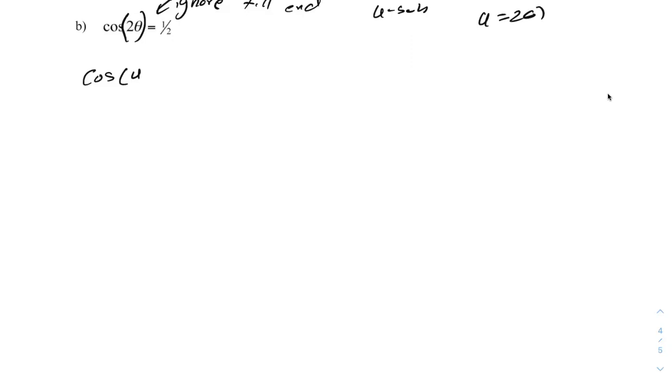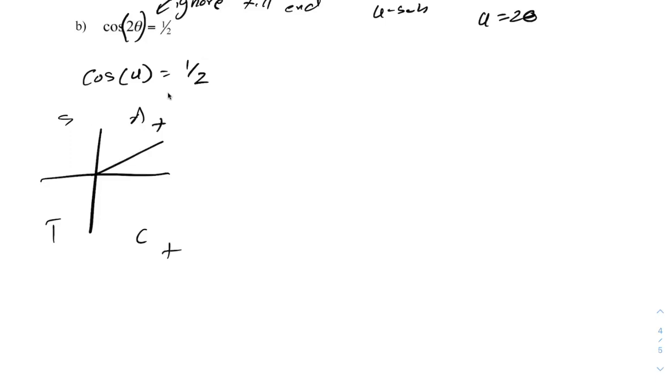So here's a u equals 1/2. You say, okay, u equals 2 theta. Then we're just gonna solve it like normal. At the end, we'll go back and plug our u in. I just say it's kind of ignore it till the end. So how would I solve this? Well, where does cosine equal 1/2? It's positive, so it must be quadrant 1 and quadrant 4. So draw it.